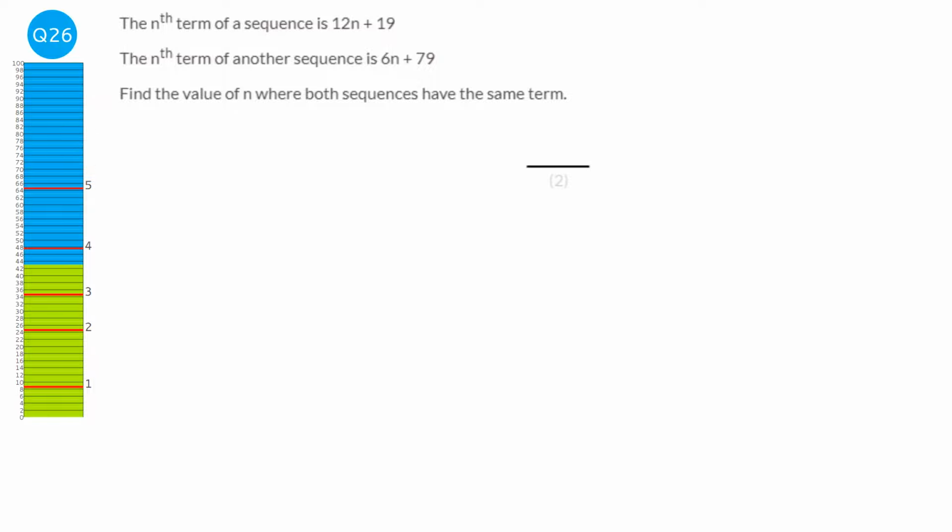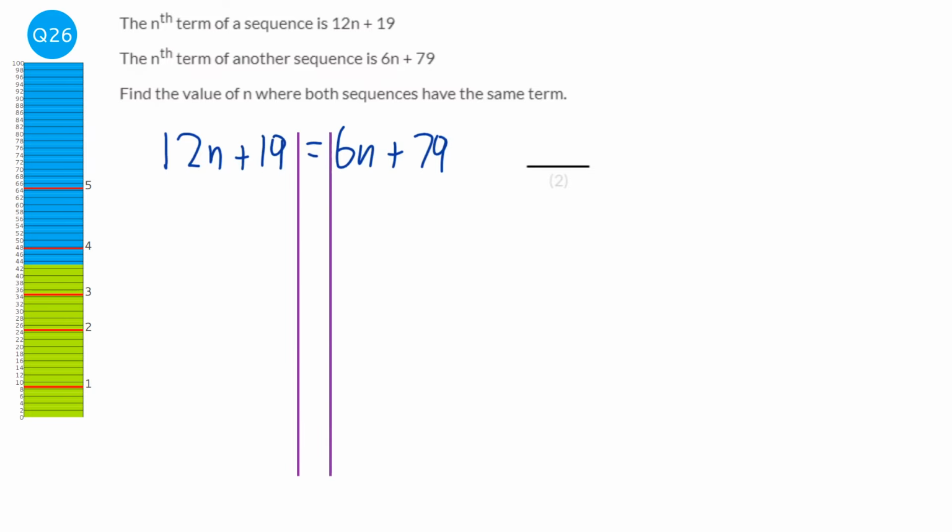So we're asked to find the value of n where both sequences have the same term. So I'm going to start off by equating both nth terms to each other, and then we can find the value of n which gives the same term. So I draw my lines down. And I'm going to start off by getting rid of the n's from both sides. So we look to see which is the smaller amount. So we've got 12n and we've got 6n. So the smaller amount is the 6n. So we're going to take away 6n on both sides. And so that would be 6n plus 19. And we've got rid of the 6n, so it's just 79.